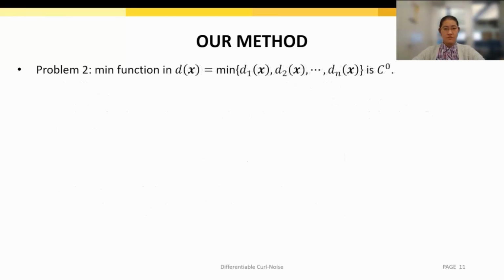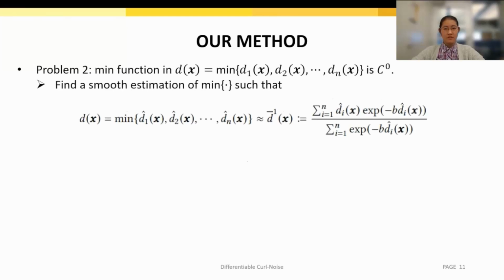To resolve the second problem, we find a differentiable estimation of the mean function contained in d(x). We denote the smoothly approximated distance function as d bar 1 of x, which is expressed as the formula in the middle. Notice that d bar 1 of x is an overestimation of the distance function d(x).